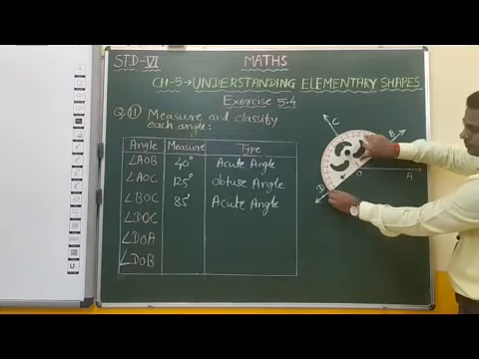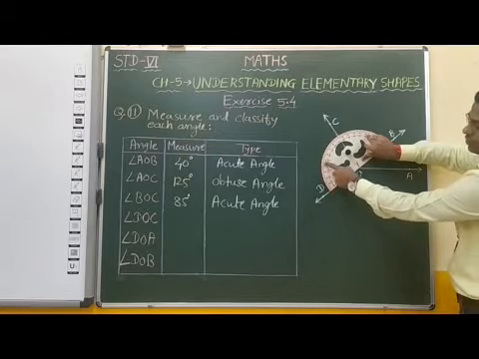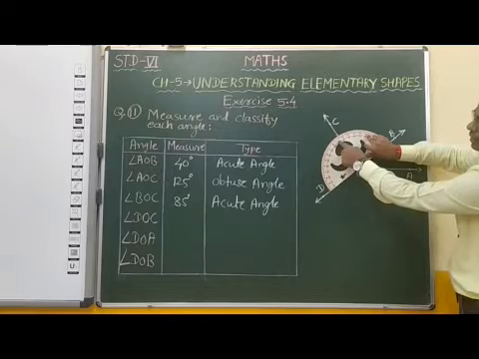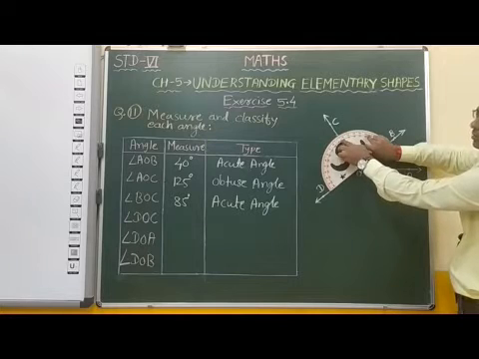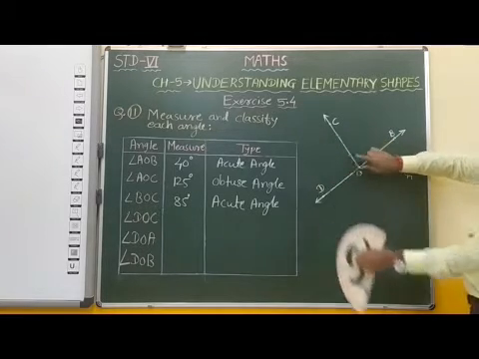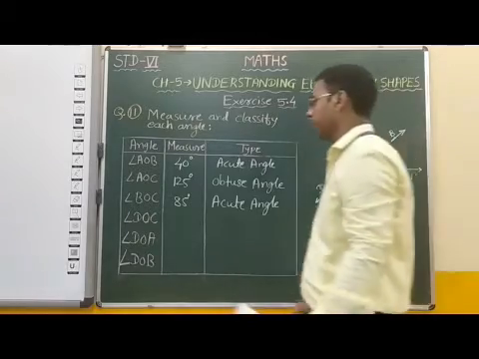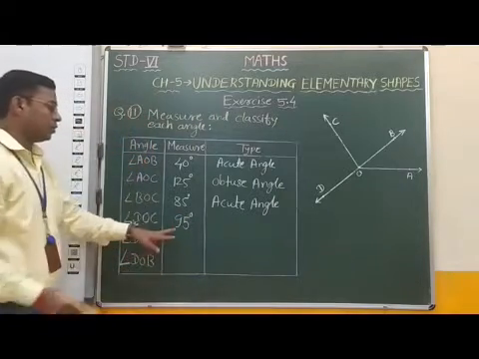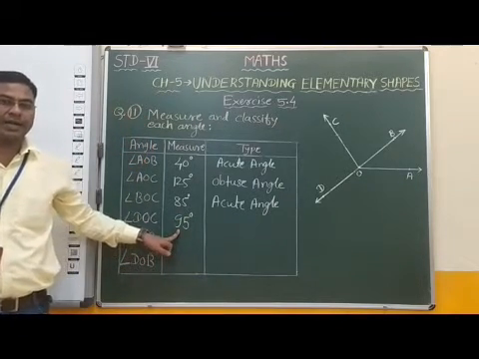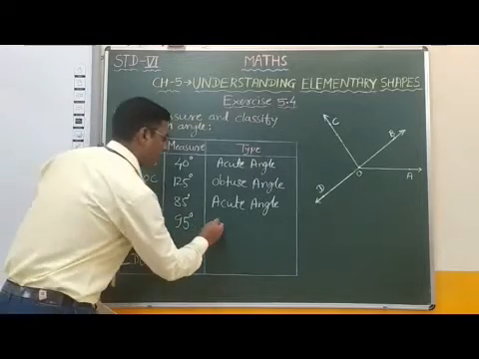Therefore, we count here 10, 20, 30, 40, 50, 60, 70, 80, 90. Now this ray is between 90 and 100 and it is exactly on 95. Therefore, the measure of this angle DOC is 95. Now, this angle is greater than 90 degree and less than 180 degree. Therefore, this angle is an obtuse angle.